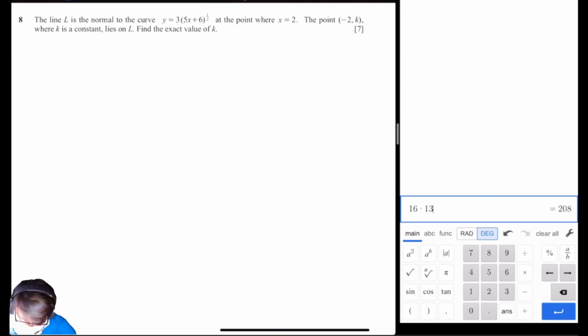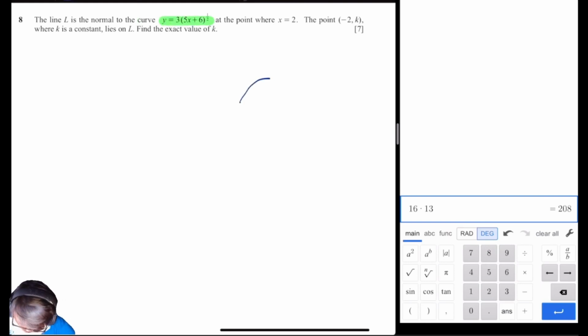Okay, the next question. The line L, oh, look at the marks, weightage 7. The line L is a normal to the curve y is equal to 3 times (4x plus 6) to the power of 1 over 2. So technically it means square root, right? At a point where x is equal to 2, the point with coordinates (minus 2, k), where k is a constant, lies on L, and you have to find the exact value of k. So I'll just say this is a curve. Okay, I'm going to remove this thing first. So this entire thing is a curve.